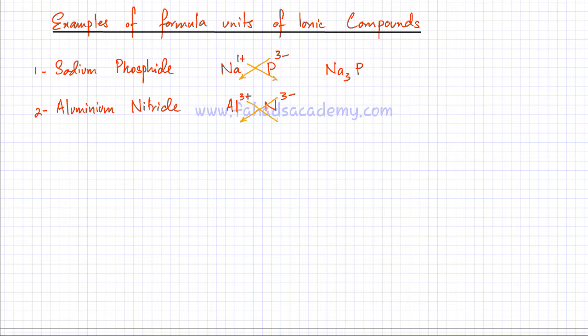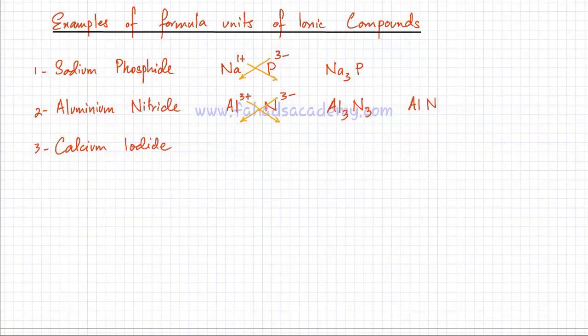And using the crisscross technique, I'm going to bring this 3 over here and this 3 in 3 plus over here, and the formula is going to be Al3N3. And remember what I told you about the crisscross method: the ratio of the ions should be the simplest ratio. Now the ratio according to crisscross is 3:3, and this could be further simplified and made into Al1 and N1. And again, you just don't write 1. It's obvious. So this 3:3 can be further simplified into 1:1. So the formula should be in the simplest whole number ratio.